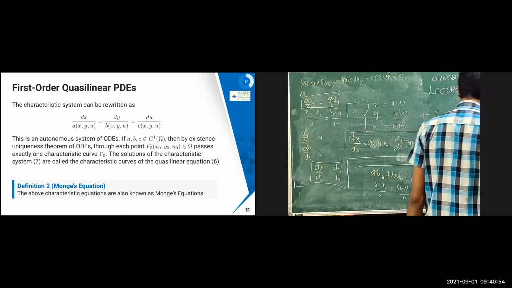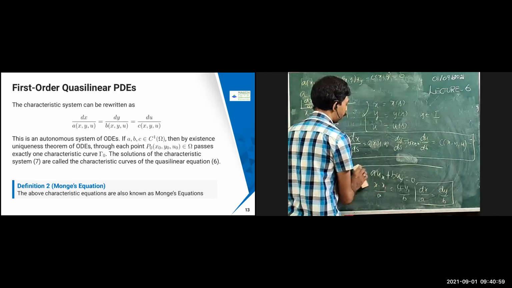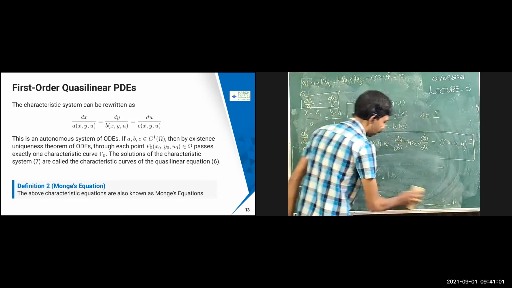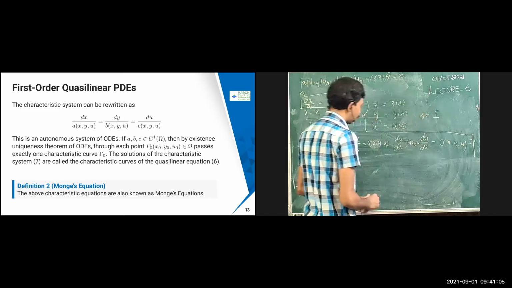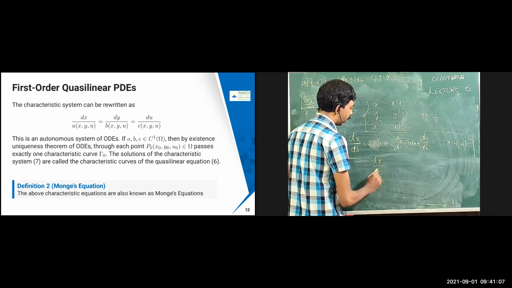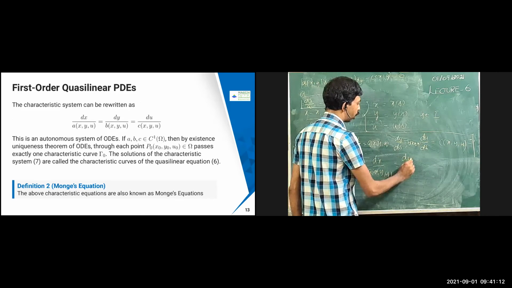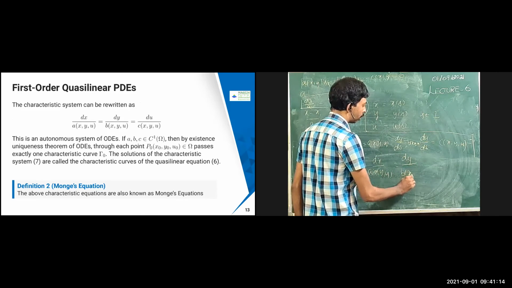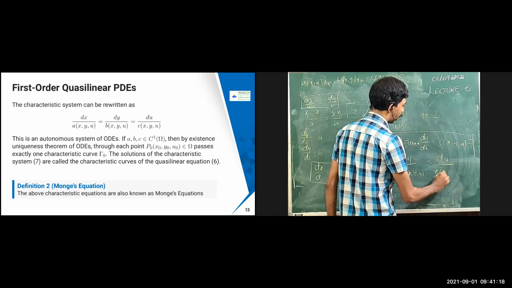So this is called the characteristic system. In other words, as I mentioned here, what I am explaining for the quasi-linear PDE is applicable for the linear PDE also. So the same thing I can write as dx by a of x comma y comma u equal to dy by b of x comma y comma u equal to du by c of x comma y comma u.